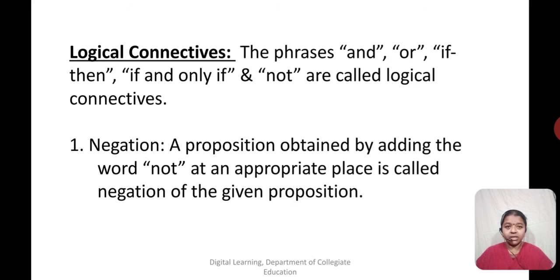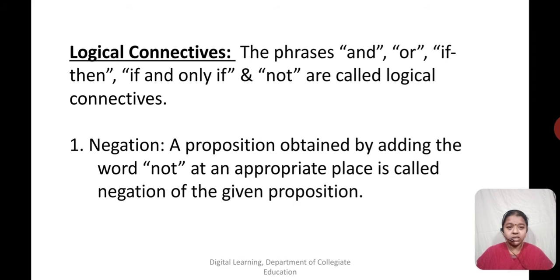So let's see what are these logical connectives. The connectives or phrases which we are using here are AND, or, if then, if and only if, and not. So these phrases are known as logical connectives. So we can generalize that there are 5 logical connectives. We are going to study each one in detail.